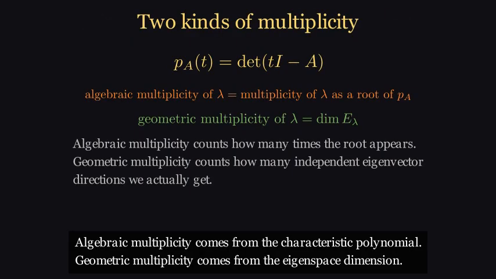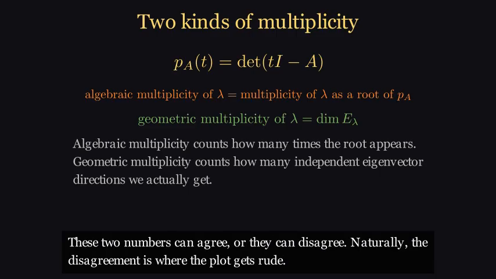Algebraic multiplicity comes from the characteristic polynomial. Geometric multiplicity comes from the eigenspace dimension. These two numbers can agree, or they can disagree. Naturally, the disagreement is where the plot gets rude.